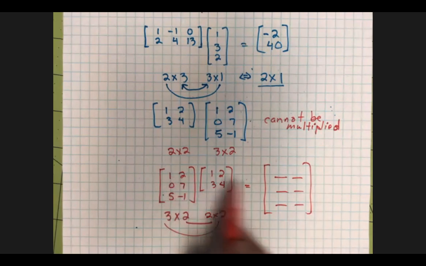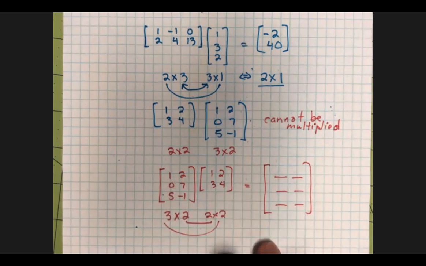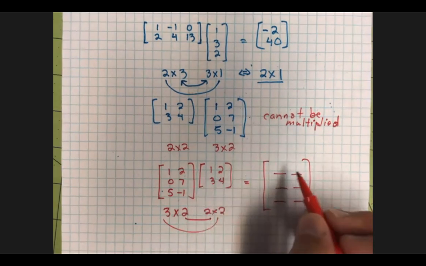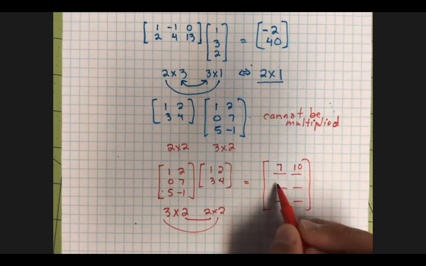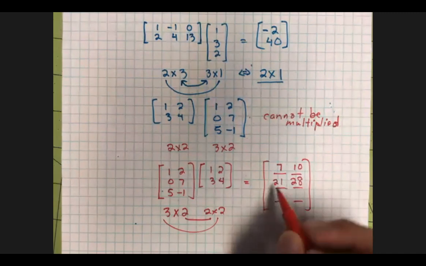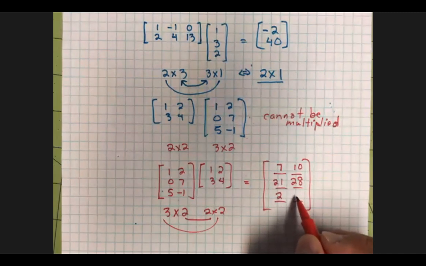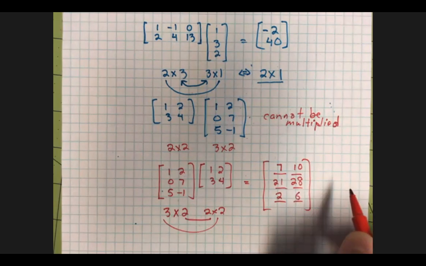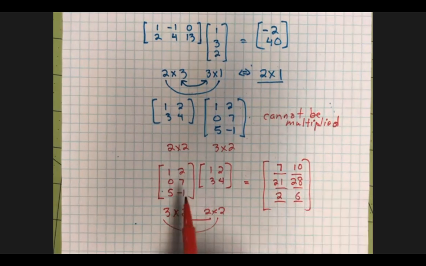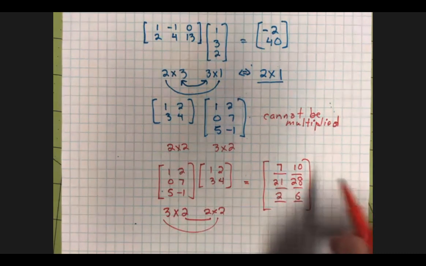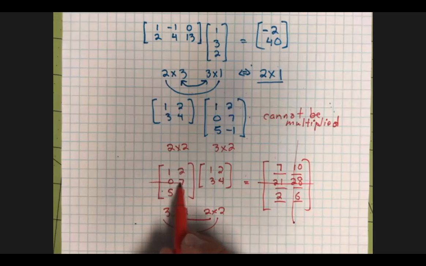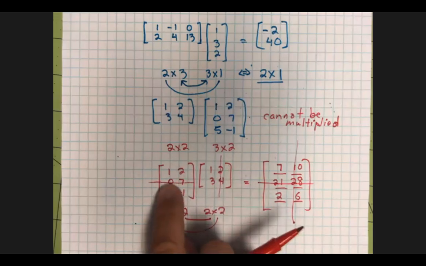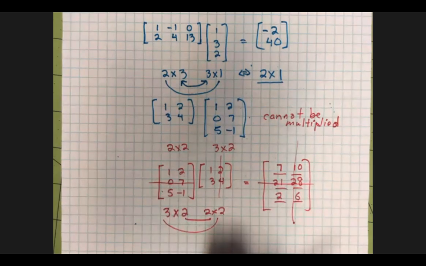Why? Because there are 6 dot products I can form. And so I'm going to run through the 6 dot products very quickly. So check me to make sure I'm doing this correctly. 7, 10, 21, 28, and 2, and 6. I didn't do that too quickly. But each one of those, like the 28, notice the 28 is in the second row and second column. And that's the result of doing the second row dotted with the second column. 0 times 2 plus 7 times 4 is 28. Okay, so now you know how to multiply matrices.